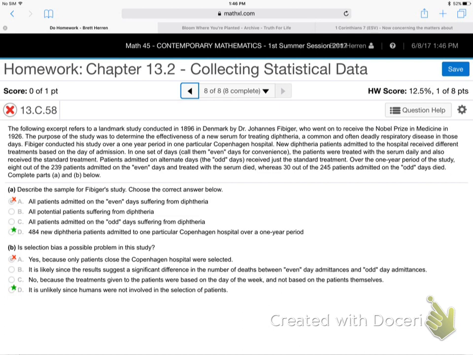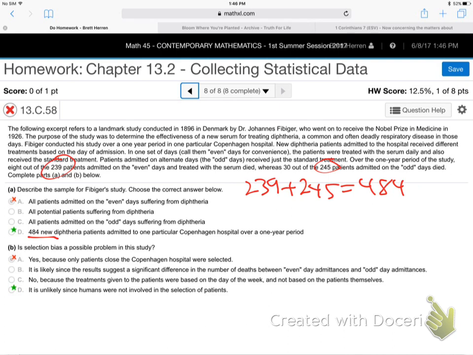The sample is the 484, right? It's the 484 people. Where are they getting that 484 number? Oh, it's the 239 plus the 245, which is the 484 people that got it. Okay, let's go on. Is selection bias a possible problem?